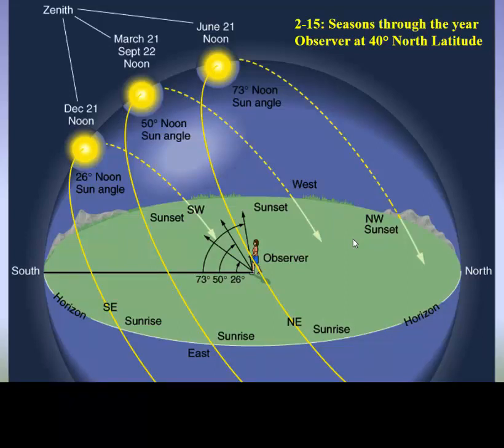Okay, so like I said before, in Virginia, the sun will never be directly overhead. June 21st, it's going to be the highest it will be in the sky. If we're at about 40 degrees north latitude, that goes through Trenton, New Jersey, it'll be about 73 degrees. It'll be a little bit more since we're a little bit further south.